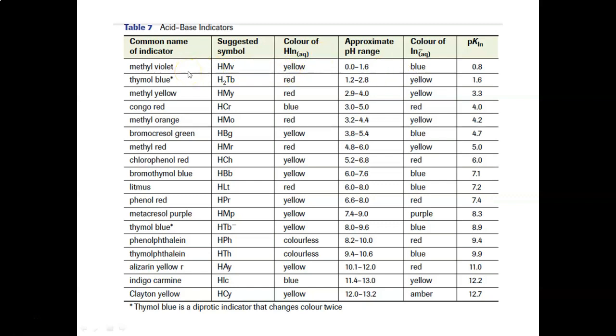So here we have a list of a variety of different indicators and the ranges over which they can test the pH. So for example, Congo red changes in a pH range of between 3 and 5. And so in a pH below 3, it is not ionized at all. It exists as its unionized form, so it'd be blue. In a pH above 5, it's going to be completely ionized, and so it will be red. But in between 3 and 5, I'm going to have some that's not ionized and some that is, and so it'll be a purple color.